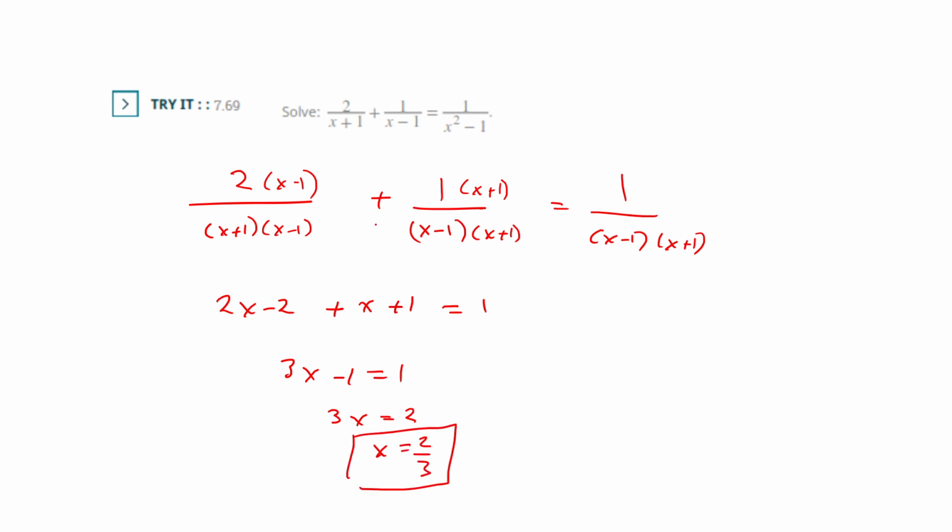So check my restrictions. It would be 1 and -1. If at any point in the problem it breaks it, it's a restricted value. So 1 or -1 are my two problems. So we're okay.